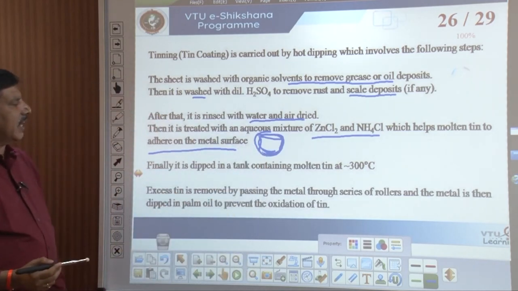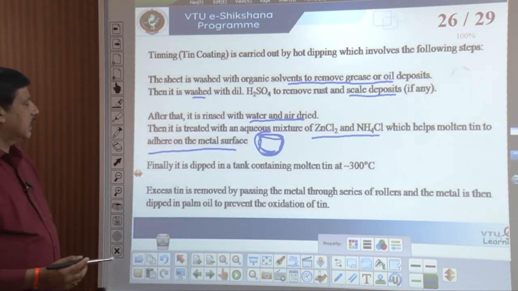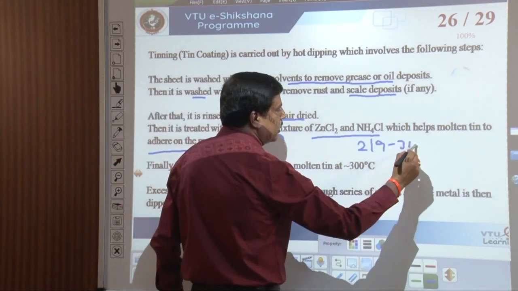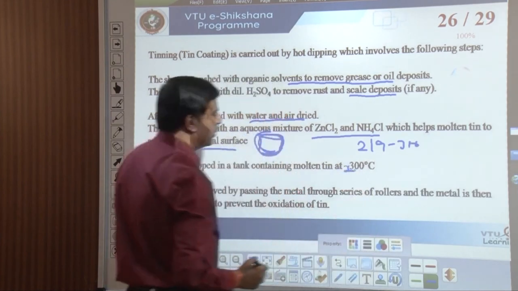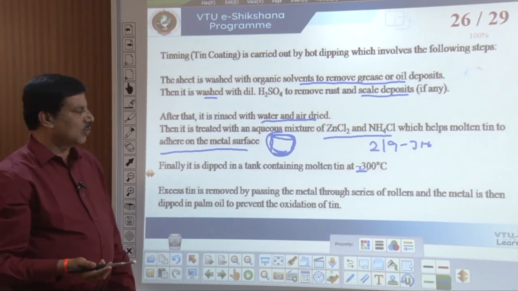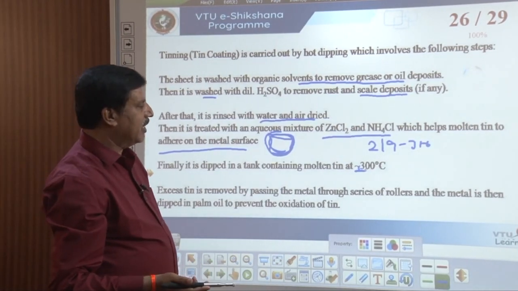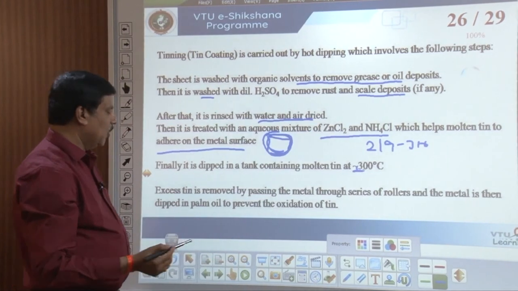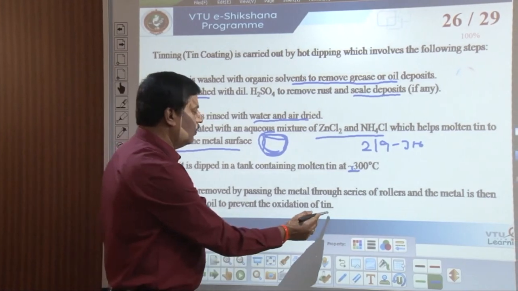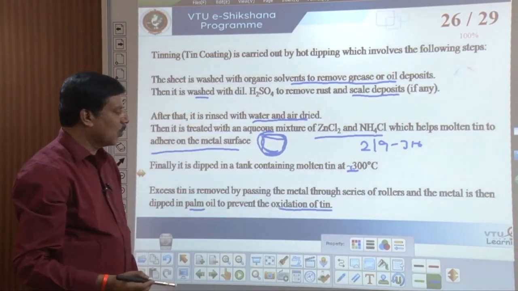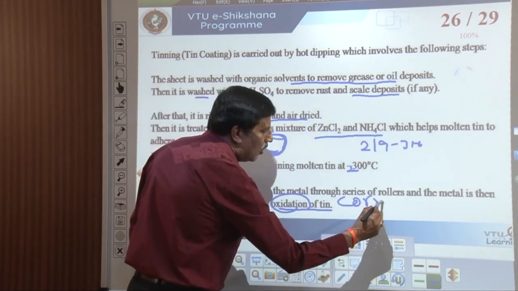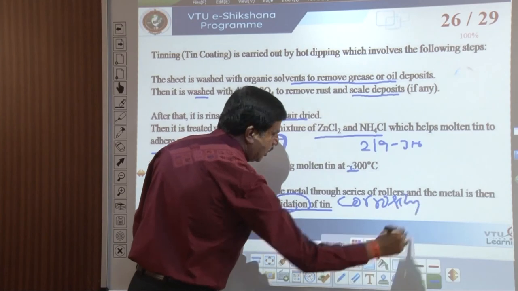Finally, it is dipped in a tank containing molten tin at 300 degrees Celsius. Somewhere I told you 219 to 310; the mean is approximately 300 degrees Celsius. Excess tin is removed by passing the metal through a series of rollers, and the metal is then dipped in palm oil to prevent the oxidation of tin. Oxidation of tin is nothing but corrosion. To avoid corrosion, you have to do that.